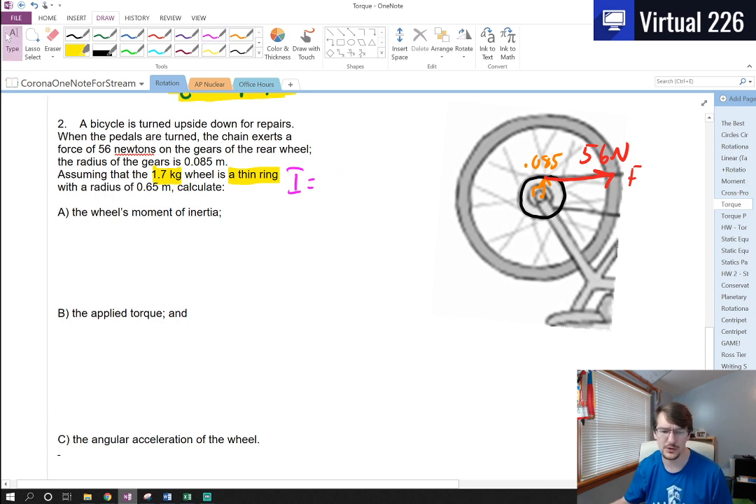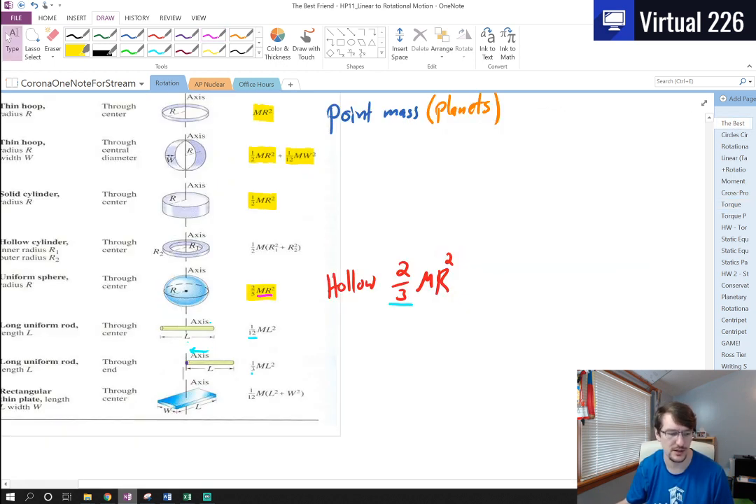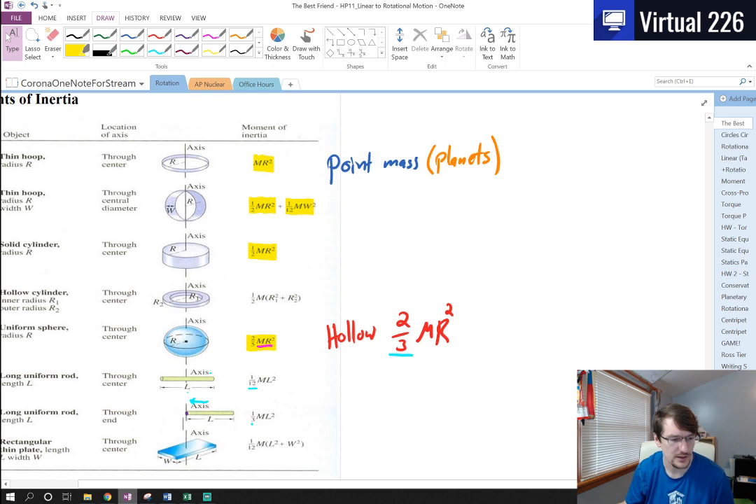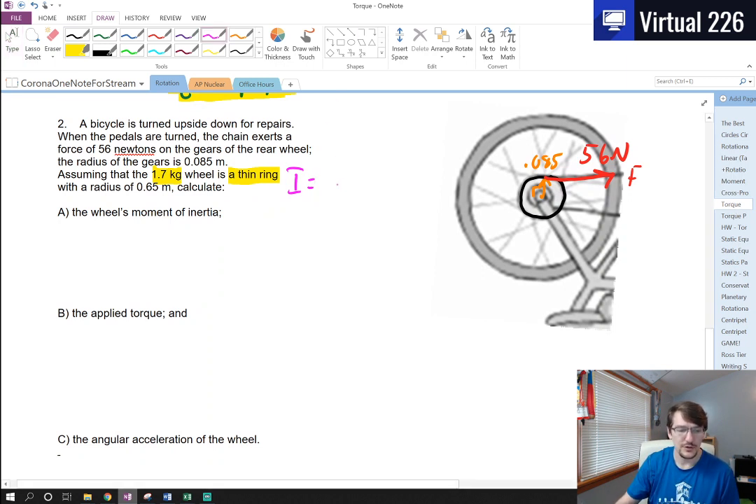it's 1/12, but let's check. Let's check it out. Where's a thin ring here? A thin ring or thin hoop? Oh no, it's just mr squared. Okay, that's fine. So it's going to be just the mass times the radius squared for that moment of inertia, and it has a radius of 0.65. So this radius is 0.65 for the wheel itself.